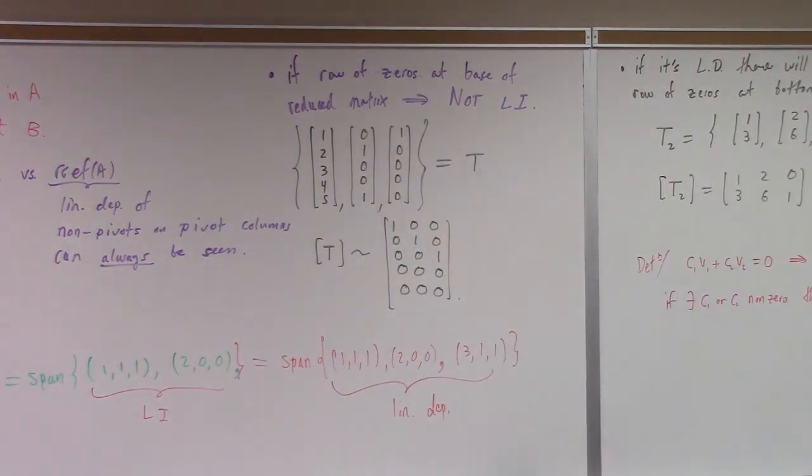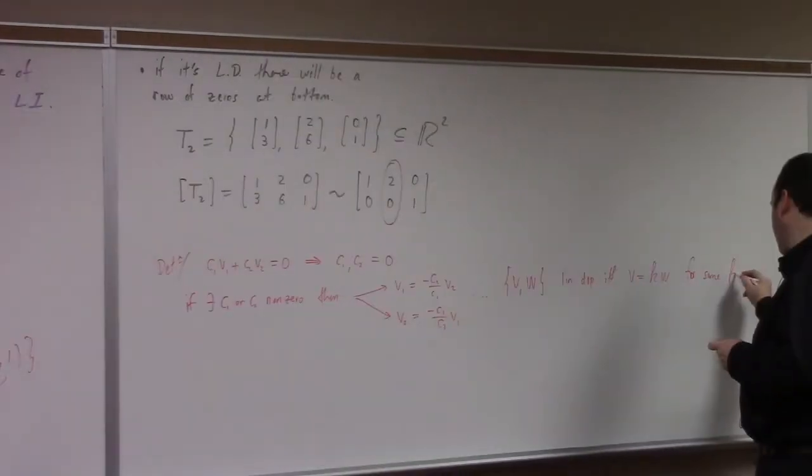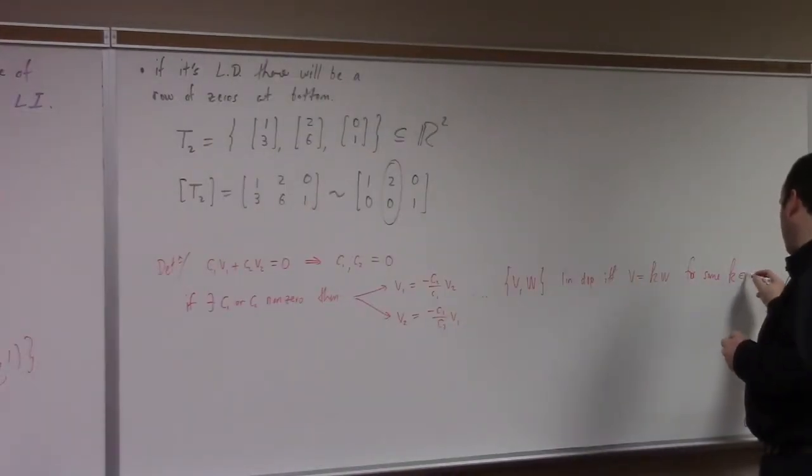So, anyway, we have this result: V and W are linearly dependent if and only if V is equal to K times W for some K in the field.